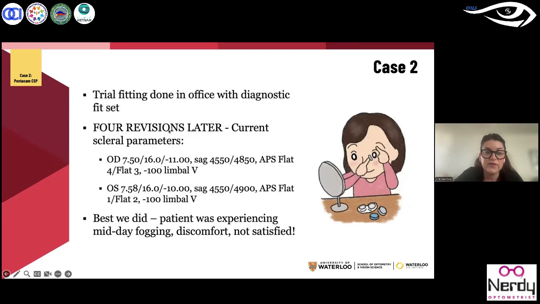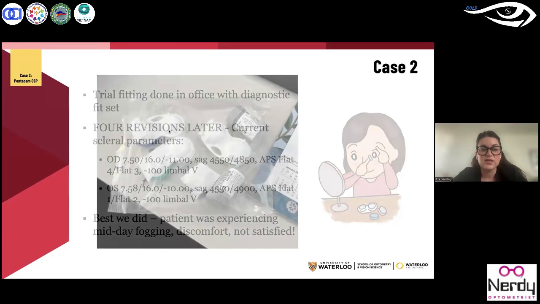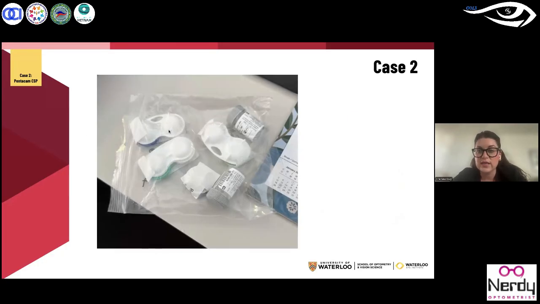We initially did the fitting just with diagnostic fit sets. We were 4 revisions later, still not a good fit. There was a tiny little bit of movement of the lenses. We couldn't seem to align with the sclera no matter what we did, getting midday fogging, discomfort, patient not satisfied. This is kind of the worst case scenario, and I'm sure you've all encountered this kind of revision after revision after revision.